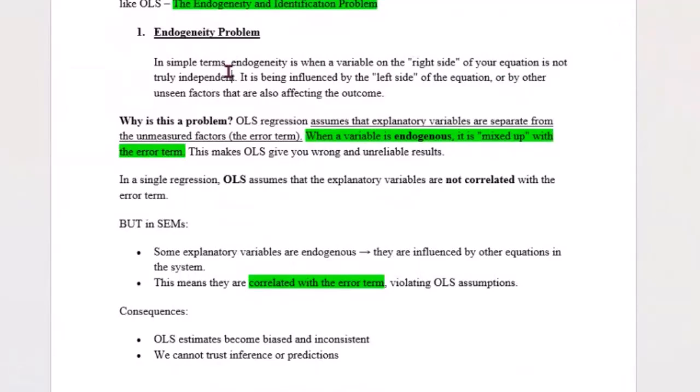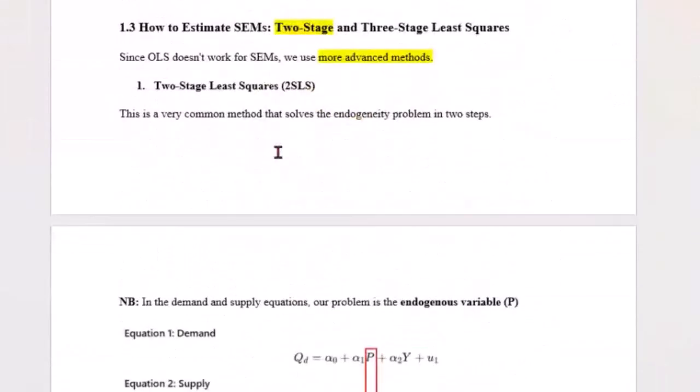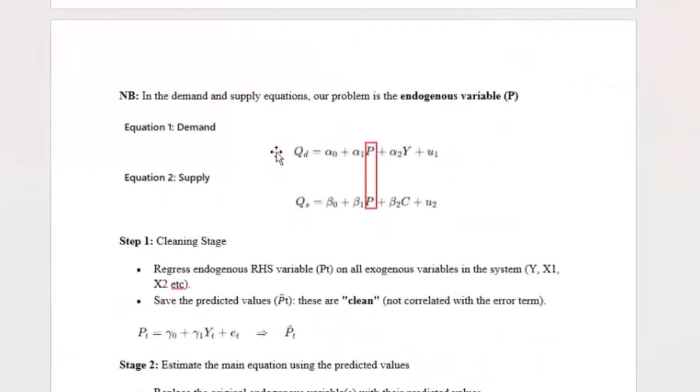The endogeneity problem comes because we have a variable which is endogenous. So because we have a variable which is endogenous, we must solve that problem. We have to solve the endogeneity problem. Then how do we solve that problem?